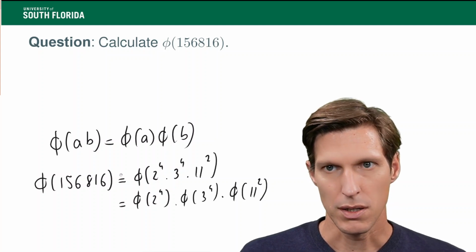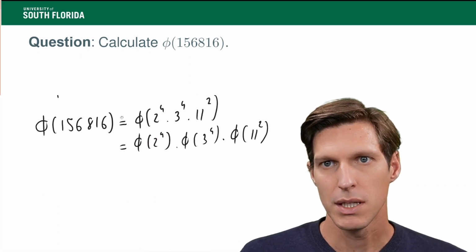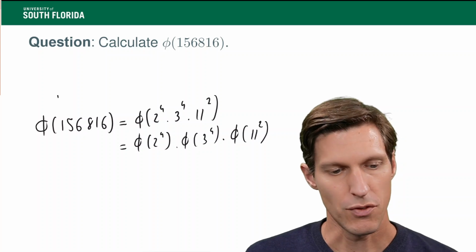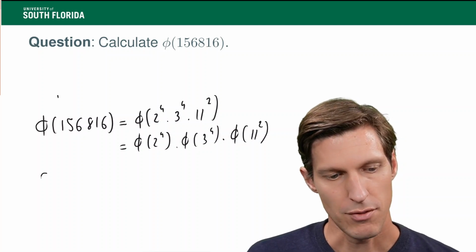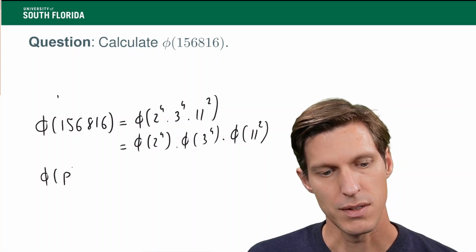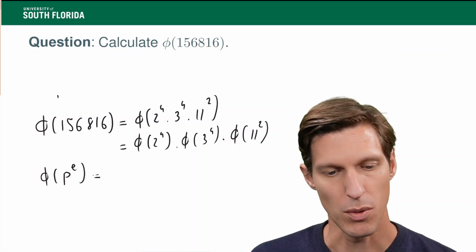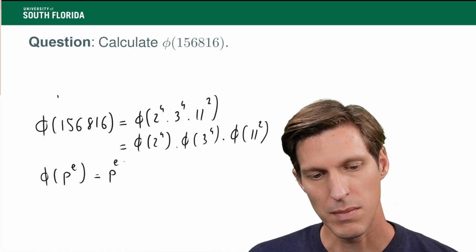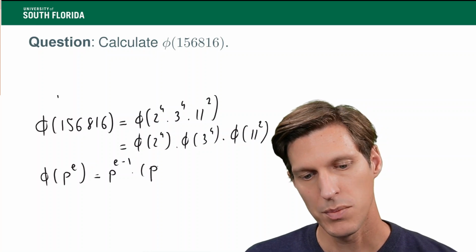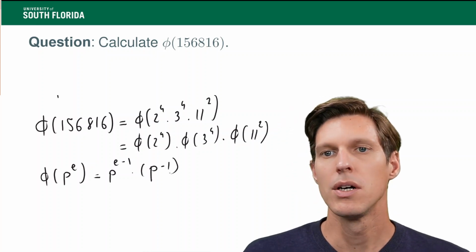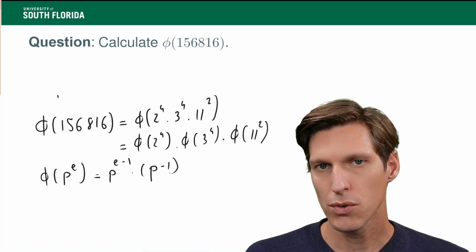Okay, so let me scroll up a little bit. We will use another property of the phi function, which is that phi of p to the e, for p a prime, is p to the e minus 1 times p minus 1. Okay, so we're going to use that fact for p equals 2, 3, and 11.